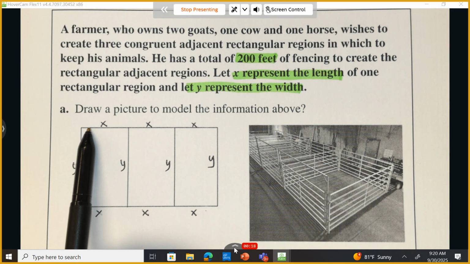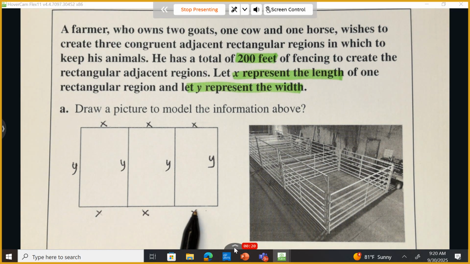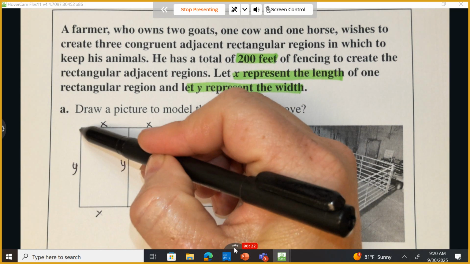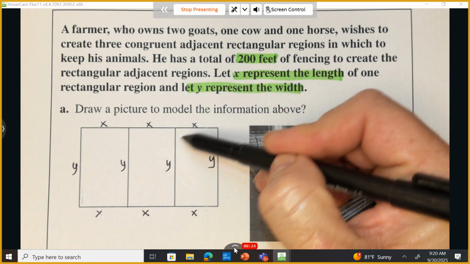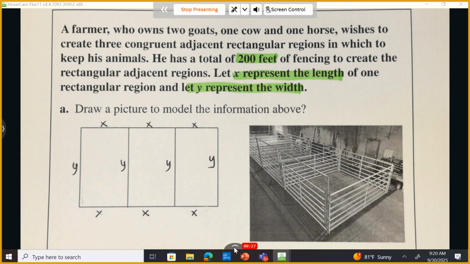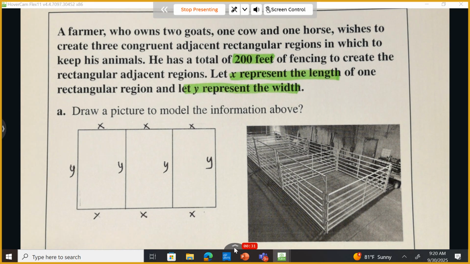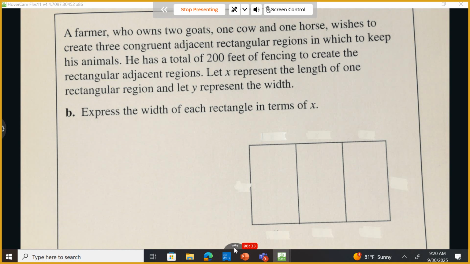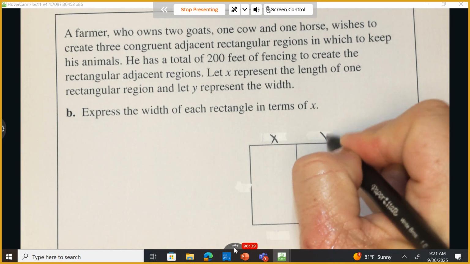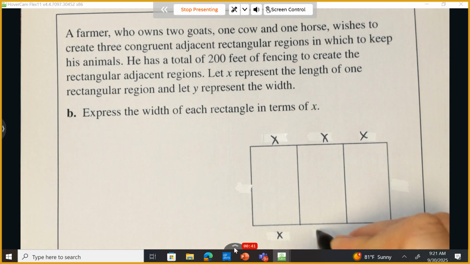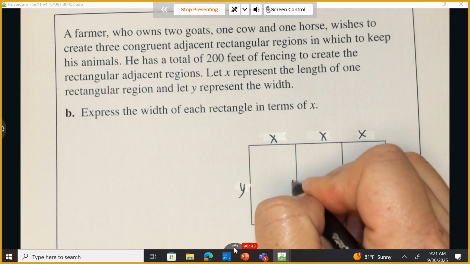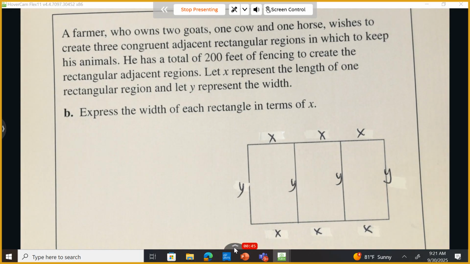Whether you choose to view this as the length and put an X, or you choose this to be the length and put an X, it doesn't matter as long as you are consistent throughout the problem. Let's go on to part B. We now are going to express the width of each rectangular region in terms of X. So I'm going to come back here because I want to make it consistent. I'm going to write in where the variables belong.